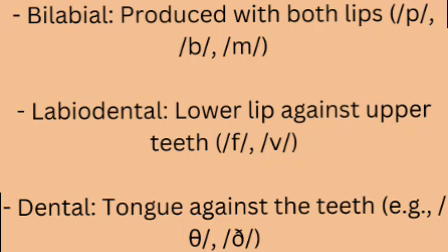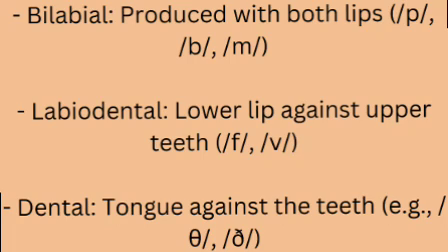So we will be looking at the classes of consonant sounds based on place of articulation. When we talk about place of articulation, we are talking about the organs of speech that are involved in producing particular consonant sounds in English.